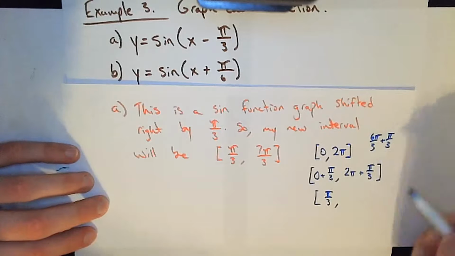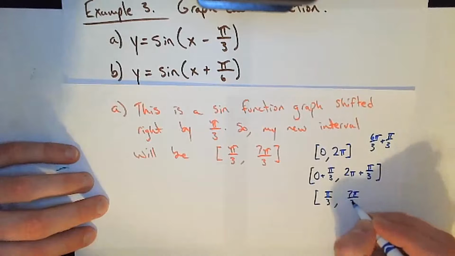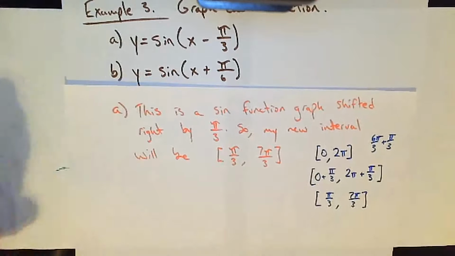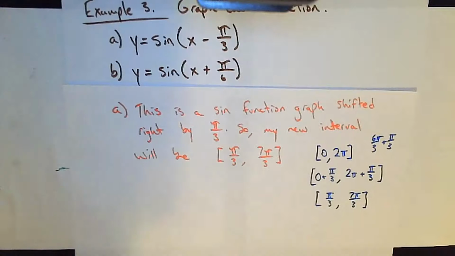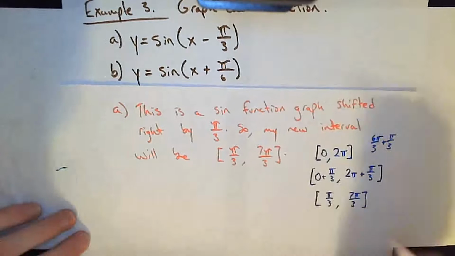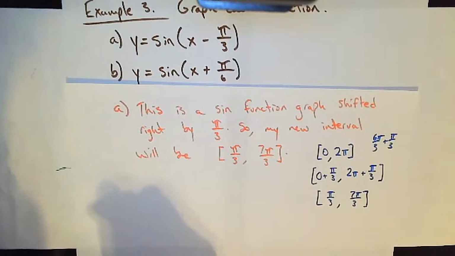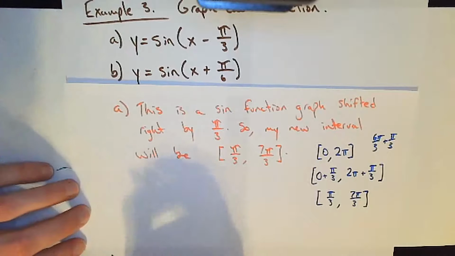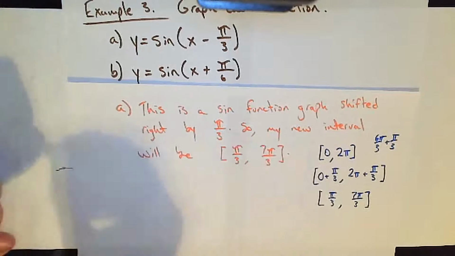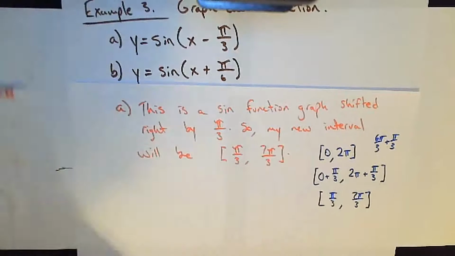6 pi over 3 plus 1 pi over 3, that's where that 7 pi over 3 is coming from. So that's the new interval where I'm going to be graphing this thing instead of just 0 to 2 pi. I also would like to find where the other points should be, because now I know where my beginning point is going to be and my last point is going to be.